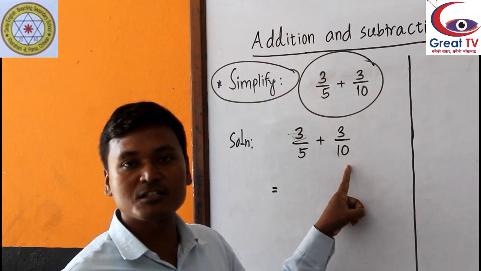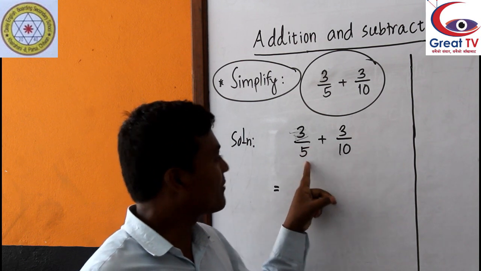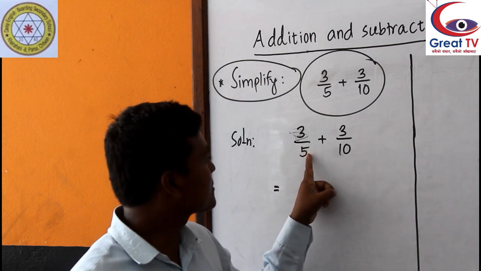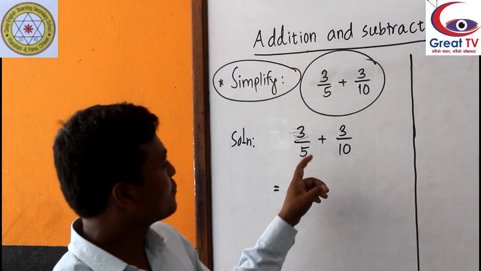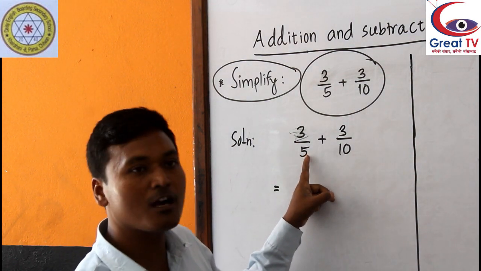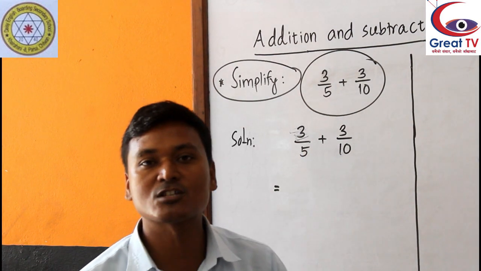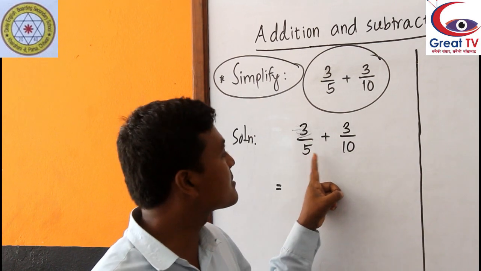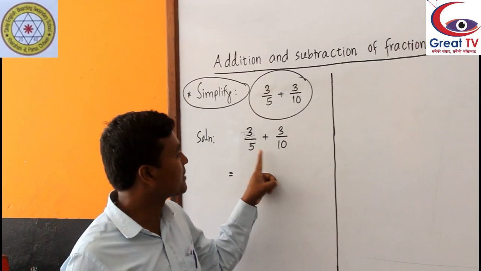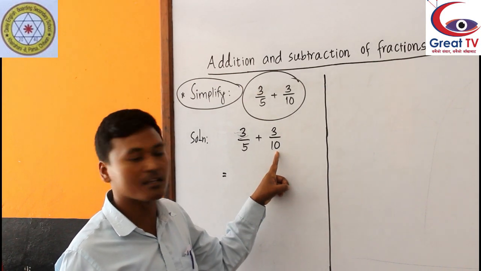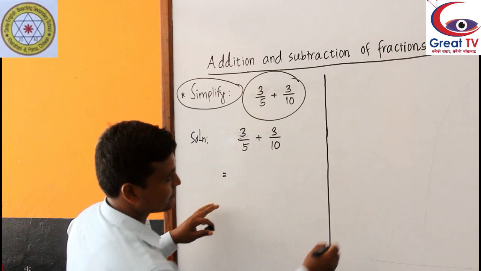Okay, check the denominators first. Are the denominators same? No. So the first idea, let us make the same denominators, then after we shall simplify. What are the denominators over here? 5 and 10. So while making same denominators, first we have to find LCM of denominators. What is the first denominator? 5. Second denominator? 10. So let us find LCM of 5 and 10.